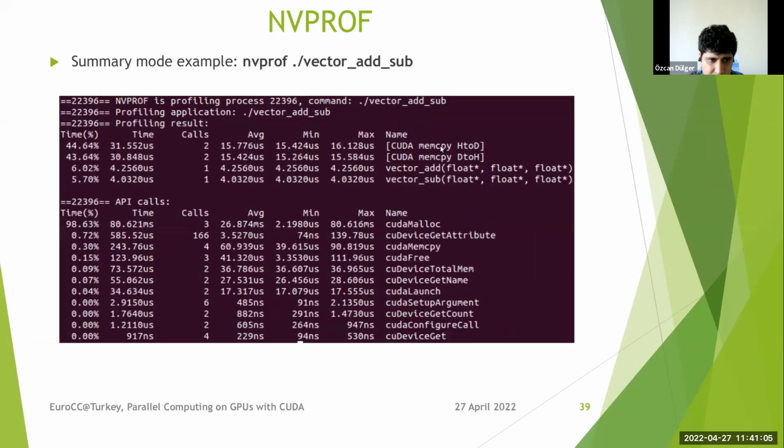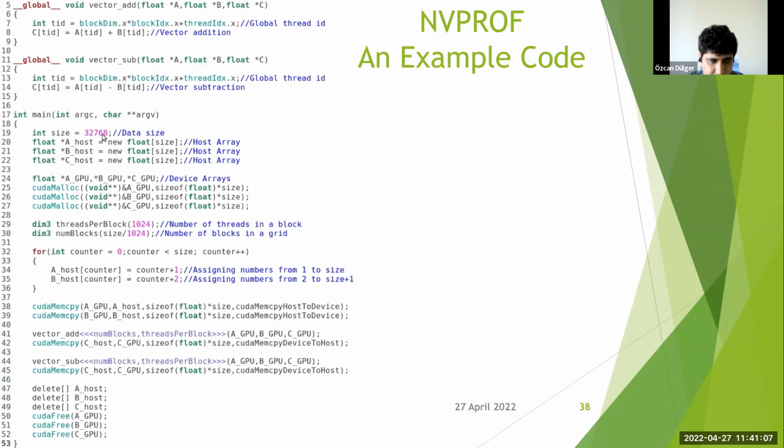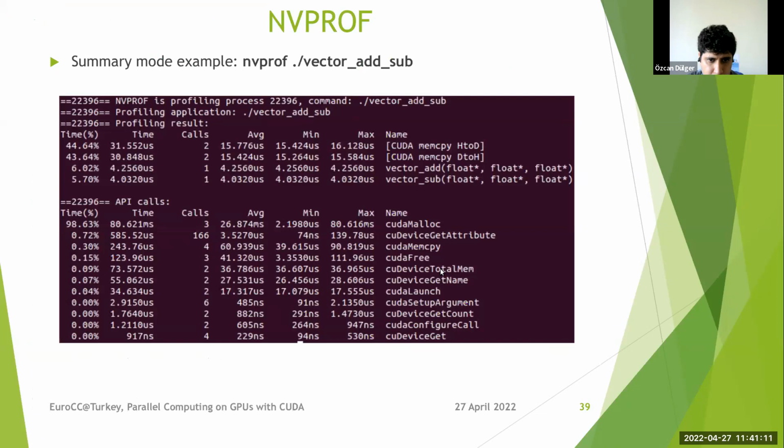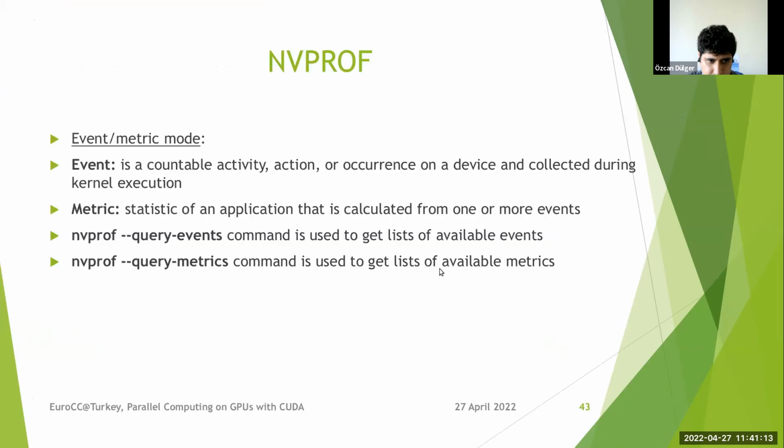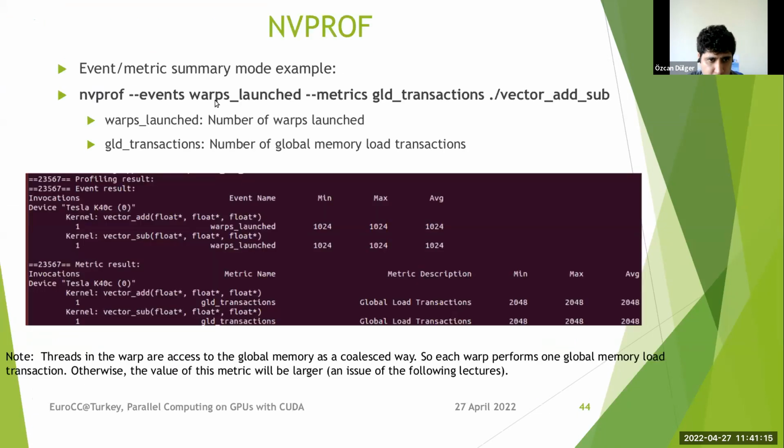Remember that the size is 2^15. Okay, 2^15. When we run it, we will get this output. First, the values of events. For the vector addition kernel, the number of warps launched is 1024.